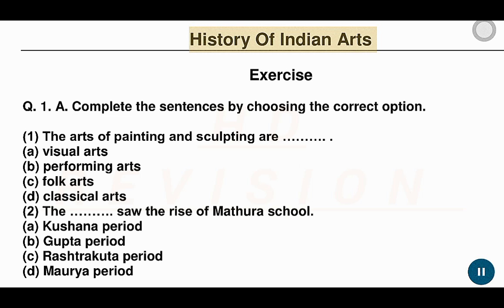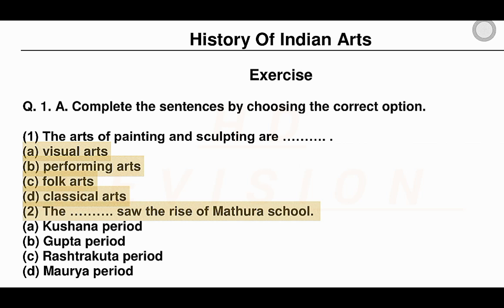History of Indian arts. Exercise. Q1. Complete the sentences by choosing the correct option. 1. The arts of painting and sculpting are: A. Visual arts. B. Performing arts. C. Folk arts. D. Classical arts.